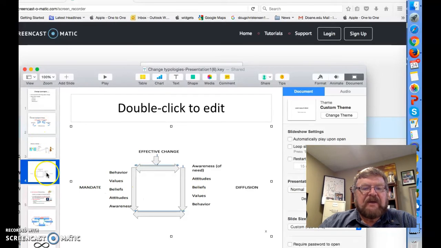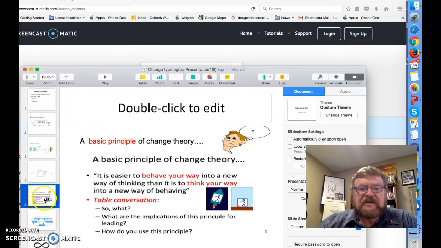So then you go back to the notion of the effectiveness model, and what it basically is based on, the principle of change theory, that it's easier to behave your way into a new way of thinking than it is to think your way into a new way of behaving. So if we were in our conversation in cadre, we'd be having a conversation about, so what does this mean? When you're meeting with your faculty, or you're in charge of your team and you're directing them somewhere and you want them to begin to do X, how do you begin to use this model of behaving your way into a new way of thinking at the same time you're thinking your way into a new way of behaving?